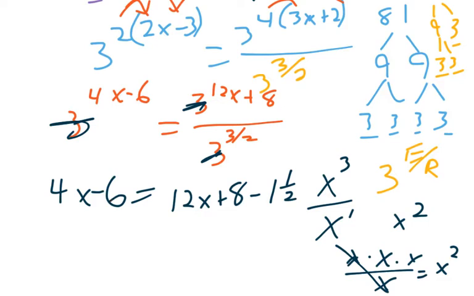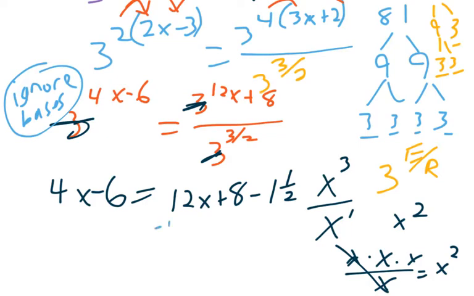And now I just solve. So again, when you have the same base, we ignore the bases. It's pretty cool. Makes it a lot less work. So ignore the bases after you get them all the same. And then we just solve for x.